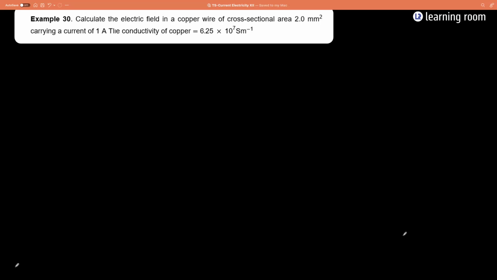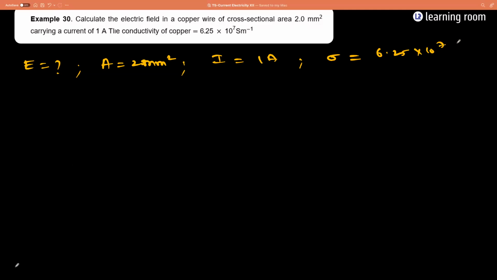Calculate the electric field in a copper wire of cross-sectional area 2 millimeters square, carrying a current of 1 ampere. They gave the conductivity of copper as 6.25 into 10 power 7.